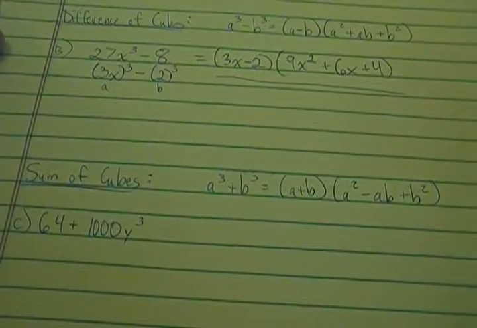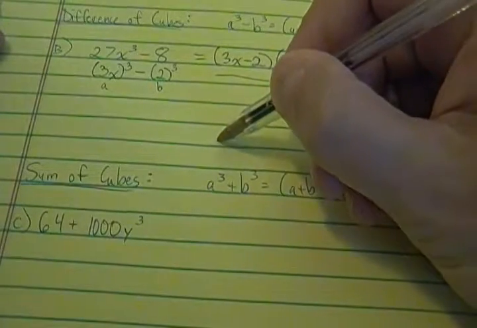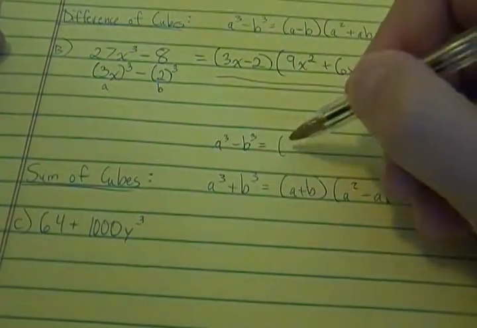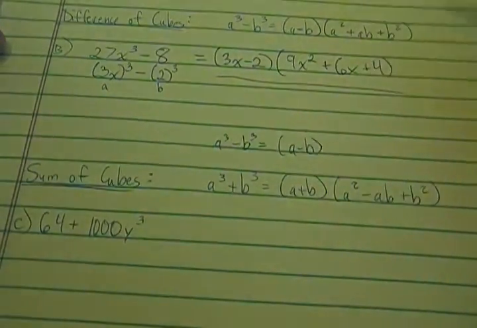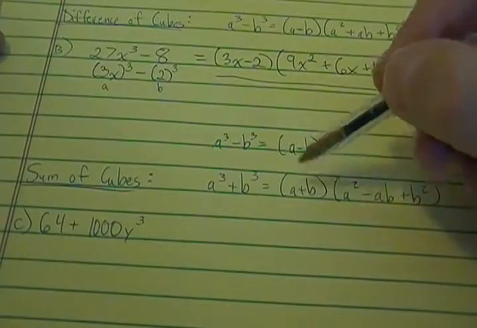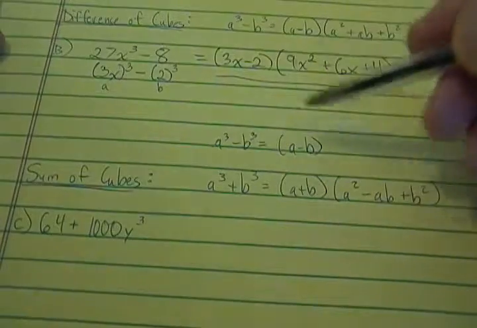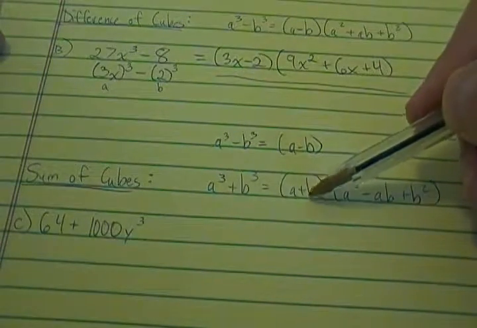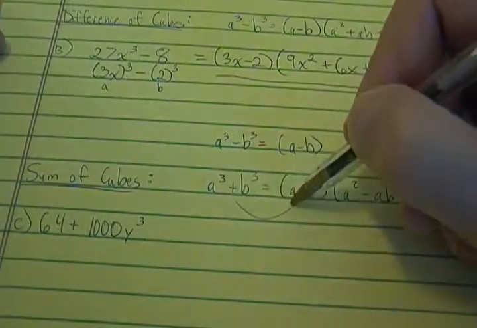The difference between them, for the difference of cubes, if I kind of write this right up above so we can compare them, a cubed minus b cubed, the first parentheses is a minus b. So the sign in your first parentheses always matches the sign in whatever you started with. If it's a cubed minus b cubed, you start with a minus b. If it's a cubed plus b cubed, you start with a plus b. So these signs always match.